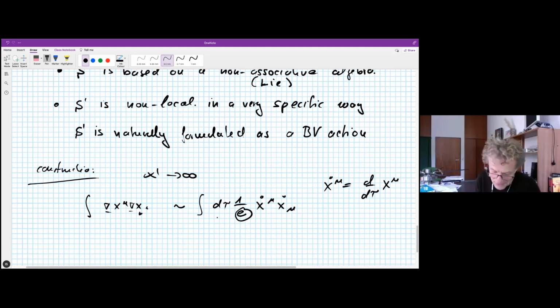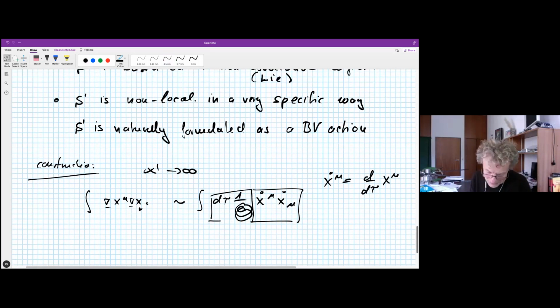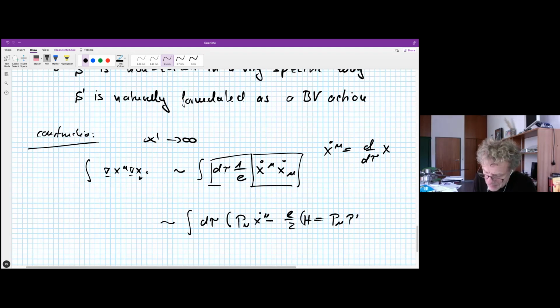It just guarantees the reparameterization invariance. This combination is invariant under reparameterization of the world line. In the relativistic particle, this is something natural to do. Now it turns out that's one way to present this world line action, but there's another way which is a bit more convenient, which is to use the Hamiltonian formulation. You write p mu x dot mu minus e over 2 times the Hamiltonian, which in this case is just p squared, and then d tau. As I said, this is reparameterization invariant.